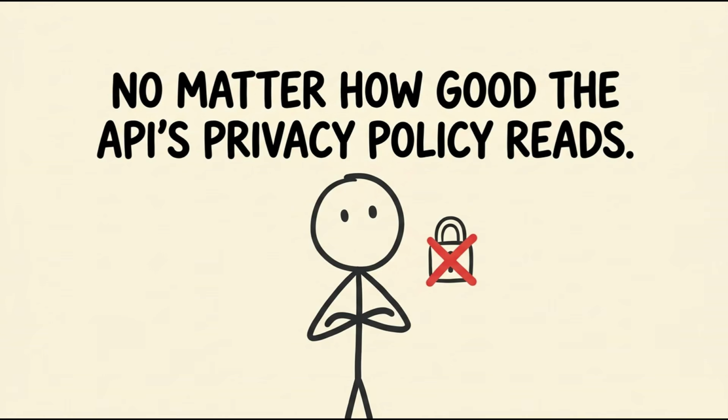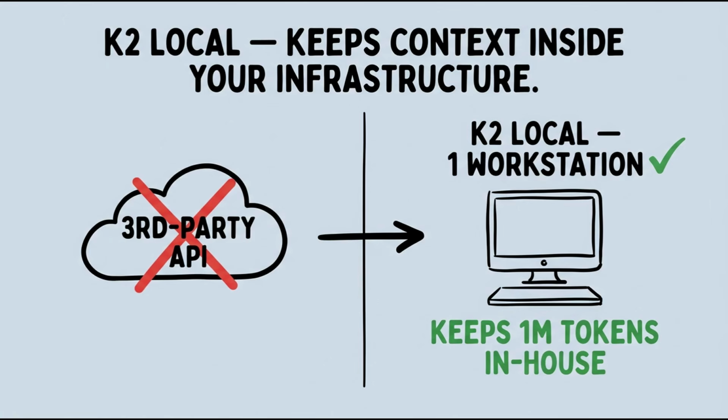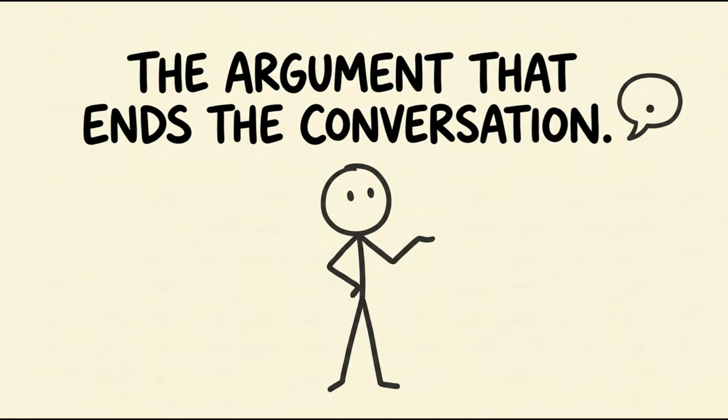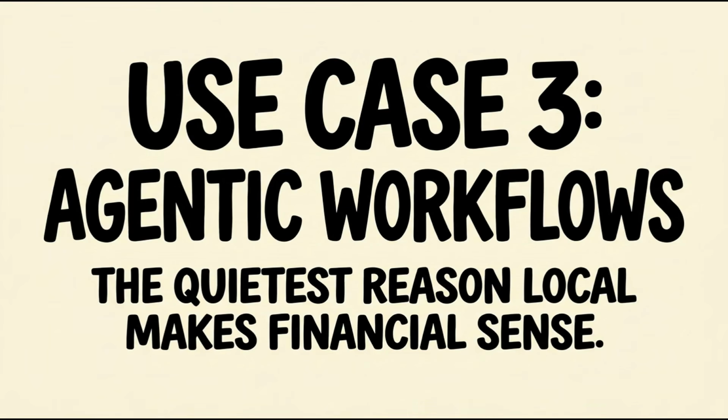Local Kimi, even the K2 version running on a single workstation, keeps that entire million token context inside your own infrastructure. That's not a performance argument, it's a compliance one, and for the right audience, it's the argument that ends the conversation. Agentic workflows are the third, and the quietest reason local deployment starts making financial sense.